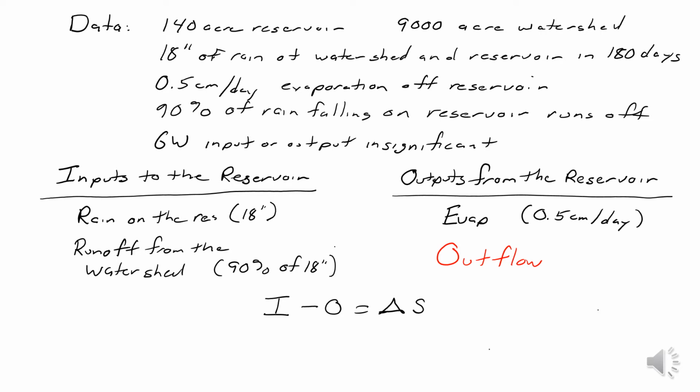What's our change in storage going to be from the beginning to the end of our reservoir? Zero, right? It's going to stay at the same level. Okay, so since delta S equals zero, that means we have input minus output equals zero. That means our input should equal our output. I'm going to go over to the next page here. So our input minus our output equals zero, so our input equals our output. I'll put O because zero kind of looks like our O. Okay, so our input must equal our output.